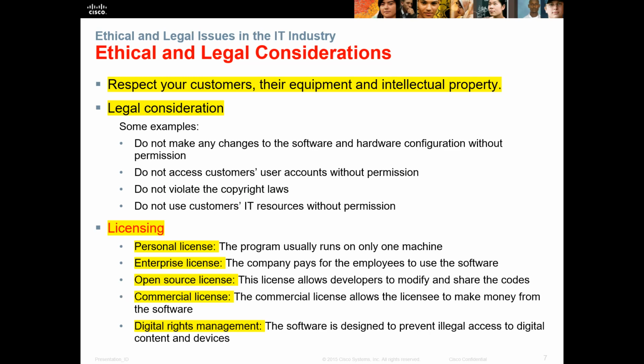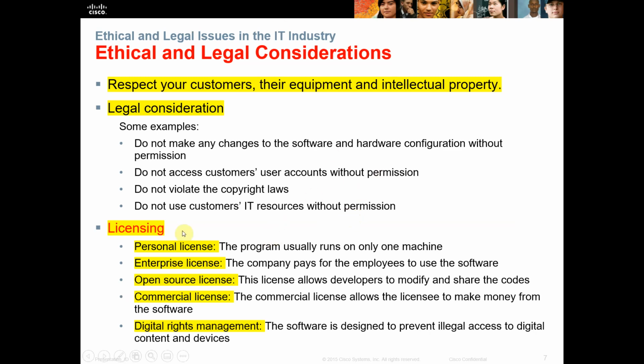Do not violate the copyright laws. Always follow the copyright laws, whatever the laws are for the copyright, you are not supposed to violate them. Do not use customers' or IT resources without permission. Whatever resources are there for the customers, the technicians are not allowed to use those resources.